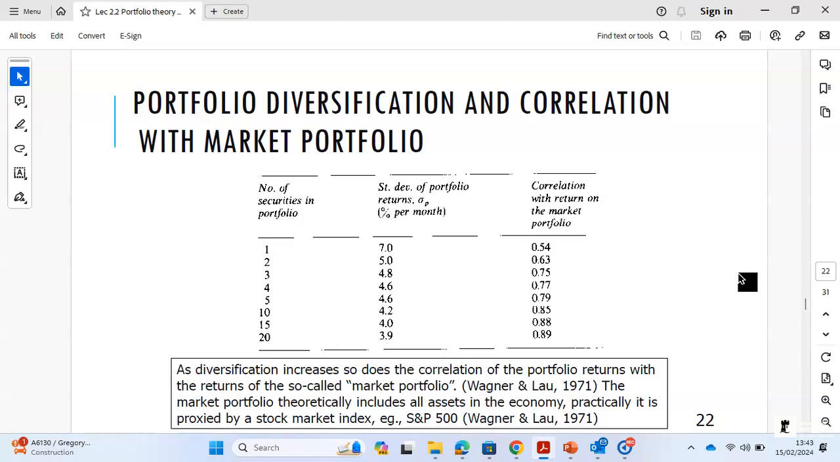From the graphs, we also know that the risk reduction becomes smaller as you add more securities. As you add the first few securities, there's a significant reduction in risk, a sharp decline. But as you keep adding more securities, the marginal risk reduction is quite small. Why? Because as you add more securities, the correlation of your portfolio with the market portfolio increases. As the correlation increases, the marginal benefit of adding additional securities is lower.